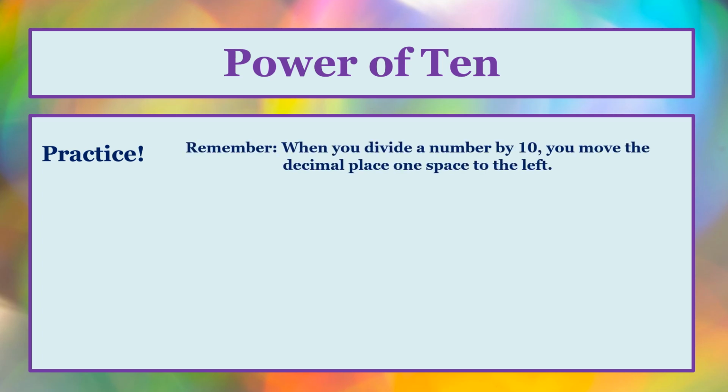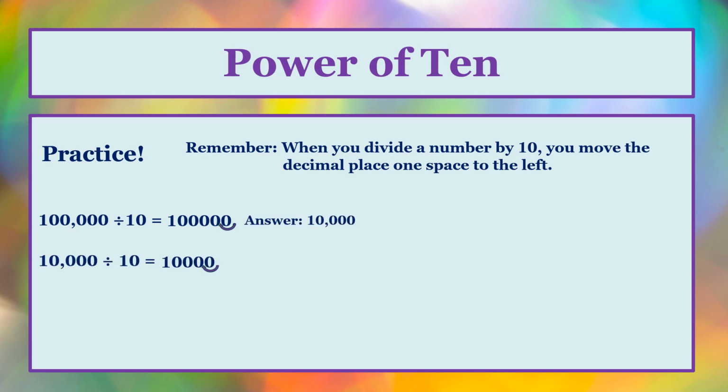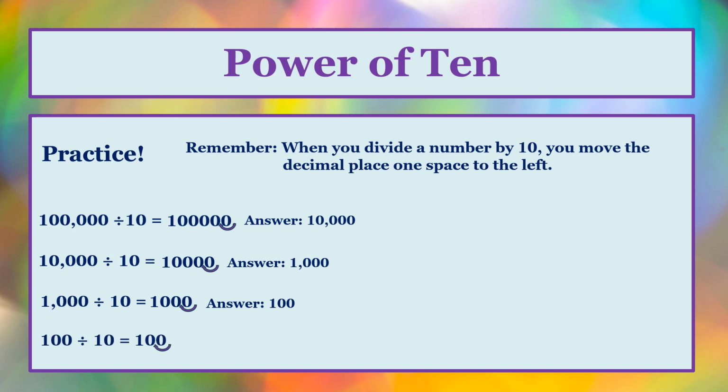So let's practice. Remember, when we divide a number by 10, you move the decimal place one space to the left. So we have 100,000 divided by 10, and we need to move that decimal over to the left, and that's going to give us 10,000. 10,000 divided by 10 is going to give us 1,000. 1,000 divided by 10 is going to give us 100. And 100 divided by 10 is going to give us 10.